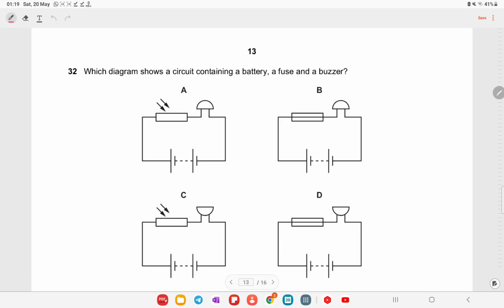The diagram shows a circuit containing a battery, a fuse, and a buzzer. So now you see this thing. The examiner is basically checking your circuit diagram skills. So over here the option is going to be D, and you have to remember that this is the symbol for a battery. This is your fuse, and this is your buzzer.